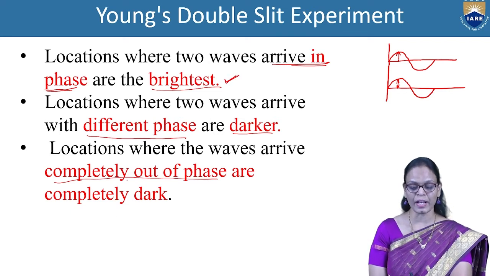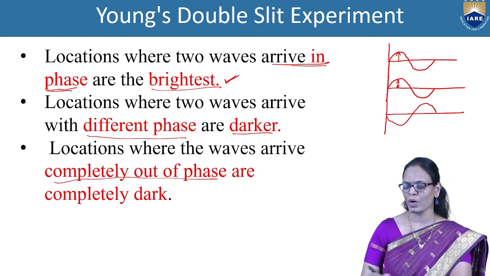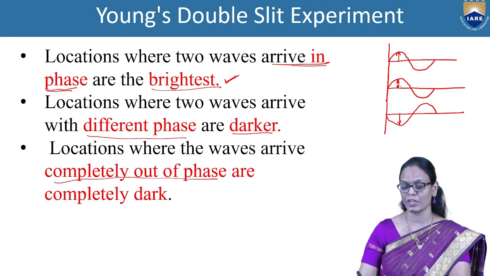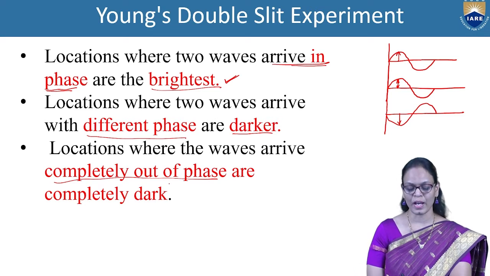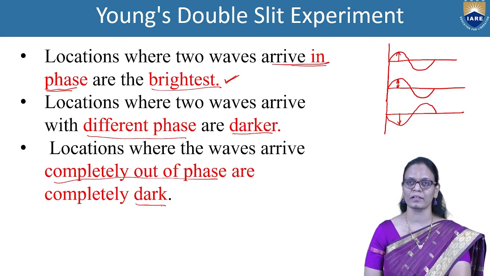And here when they arrive completely out of phase, I will take another wave. So in this case, if we consider a wave like this. So what is the difference here? If this is a crest here, this is a trough. So the crest falls on the trough. There is a complete phase difference in these two waves. So they are arriving out of phase and they are completely dark.